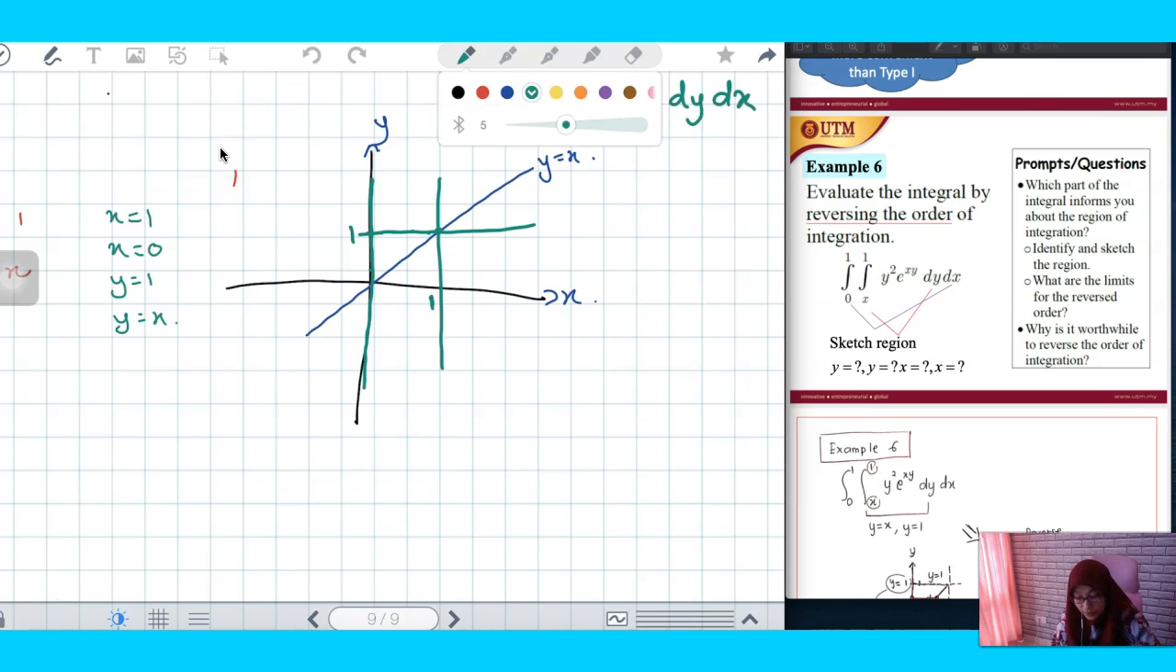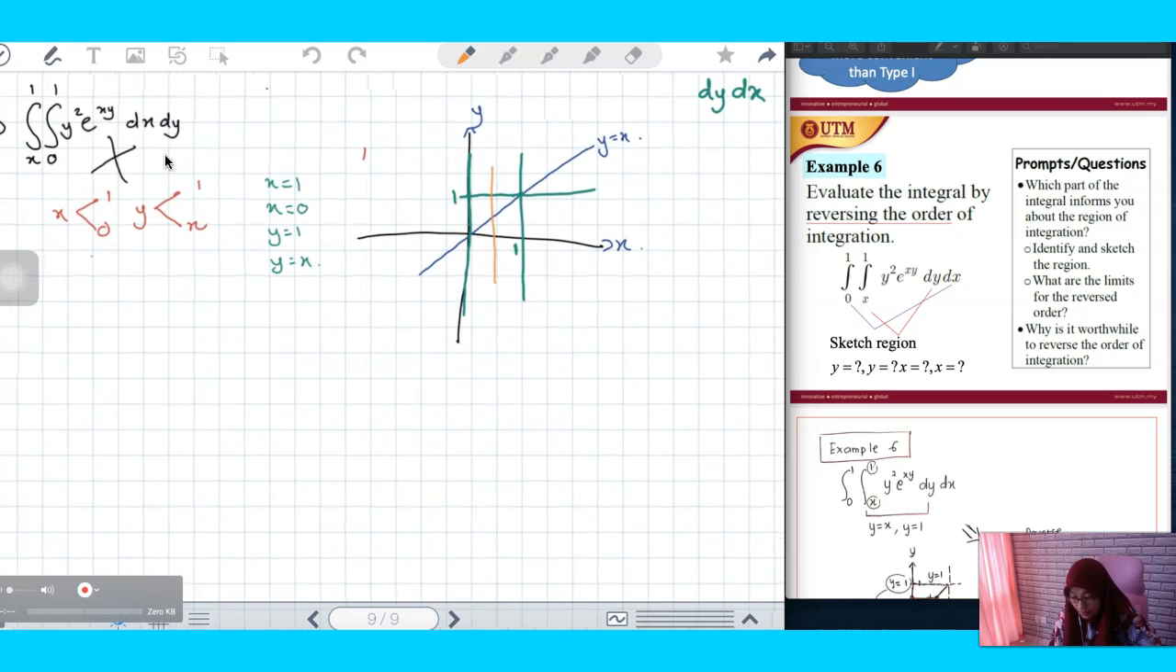So as we know, when you have x constant, what is the line that can help you to determine the limit? Remember I told you before, if x is constant, you have a vertical line. If you have y constant, we have a horizontal line. So in this case, x constant, so we have the vertical line.